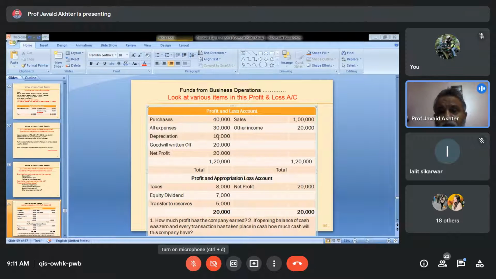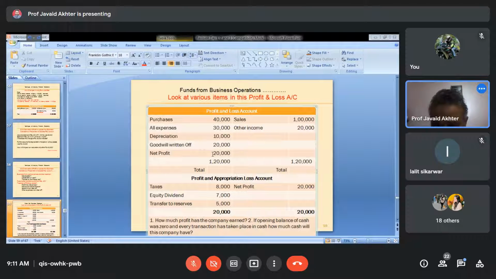Will there be any outflow because of depreciation? Will there be any outflow because of goodwill written off? No. That means these non-cash expenses are to be added back. Otherwise, there will be a disparity. You are saying that profit is 20, and in your cash box the surplus is 50. That means non-cash expenses are to be added, and there are certain expenses and transactions which need to be subtracted also. I'll explain to you how we do that.